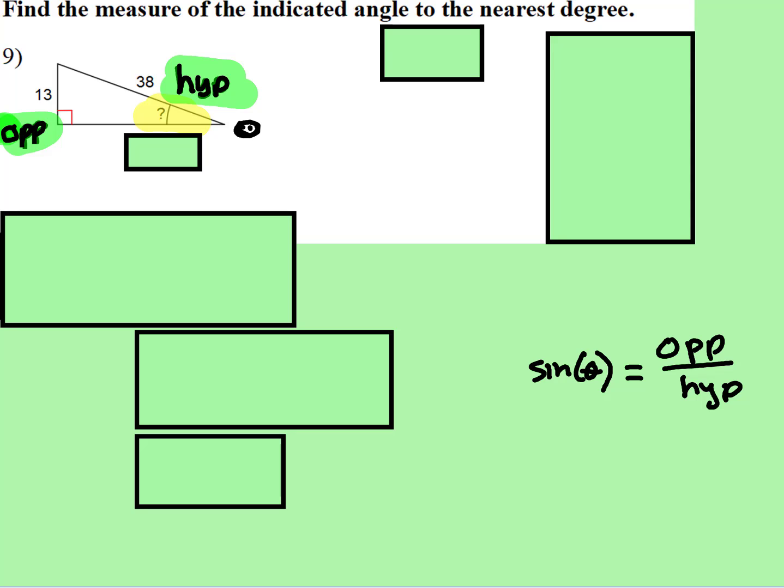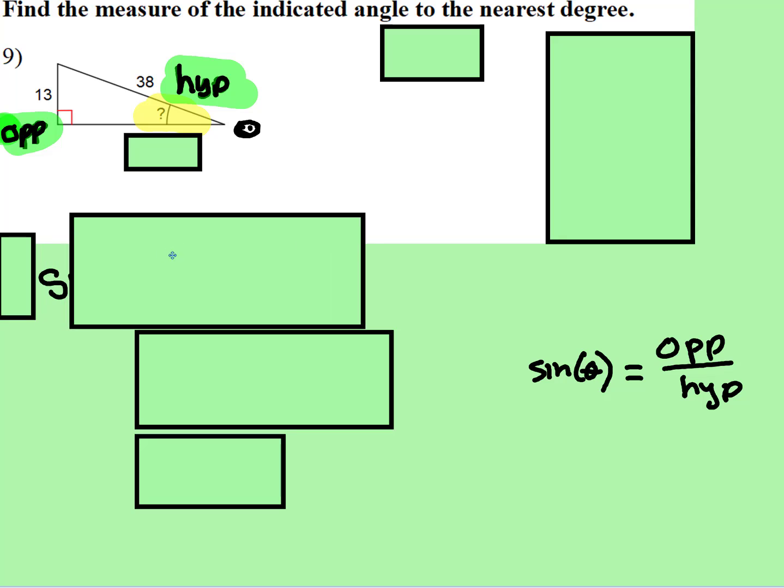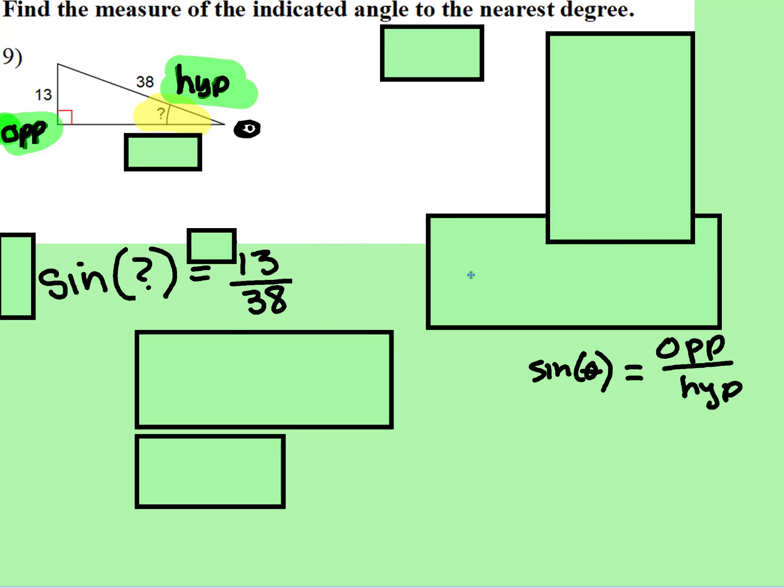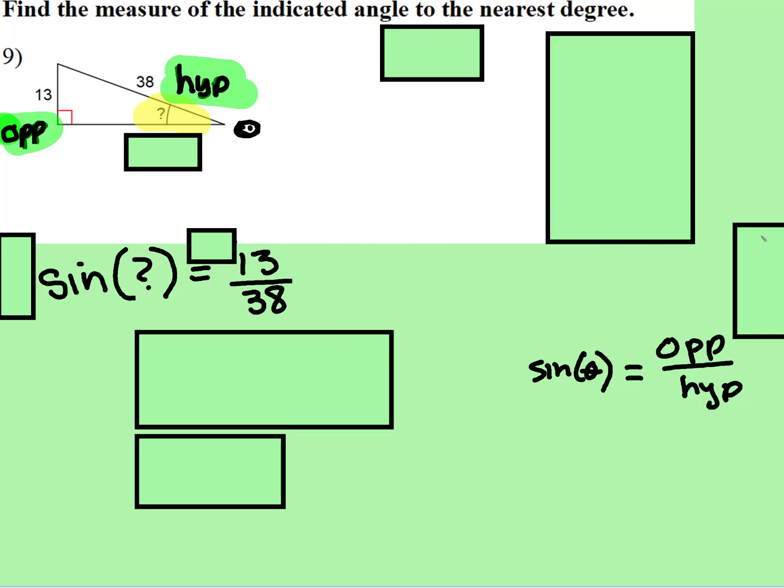And I know some of you are saying so is cosecant, but if you look at a calculator, you'll see the sine button. So now you're going to say, the sine of that question mark is opposite over hypotenuse. Well, the opposite is 13. The hypotenuse is 38.